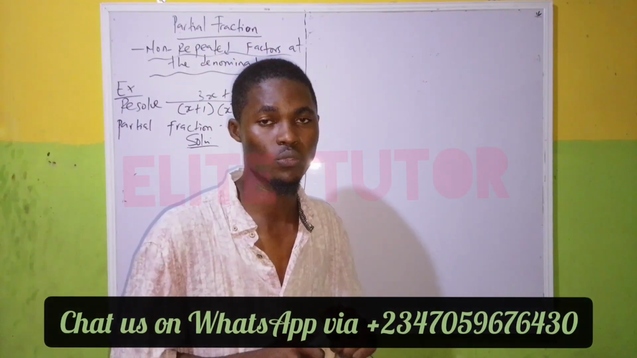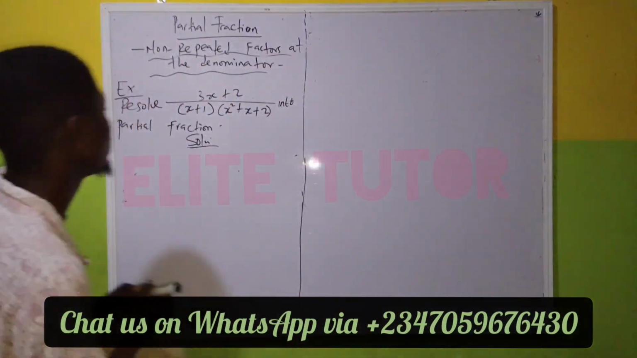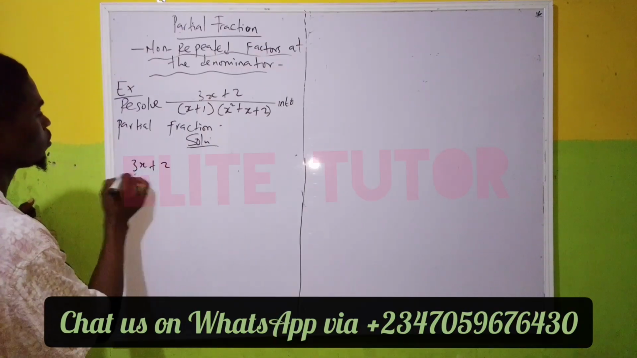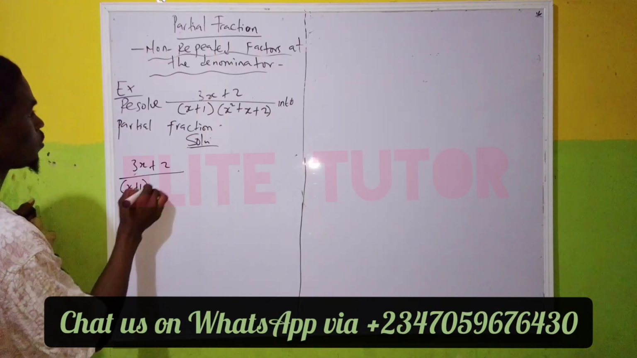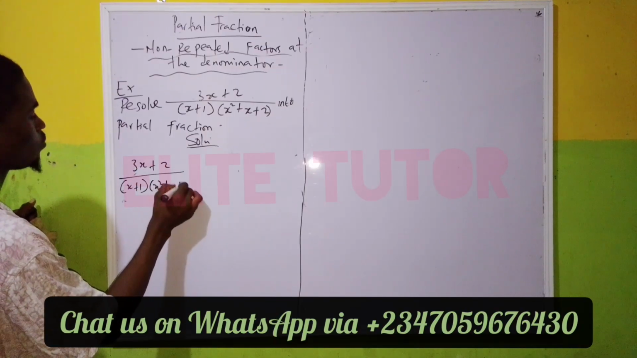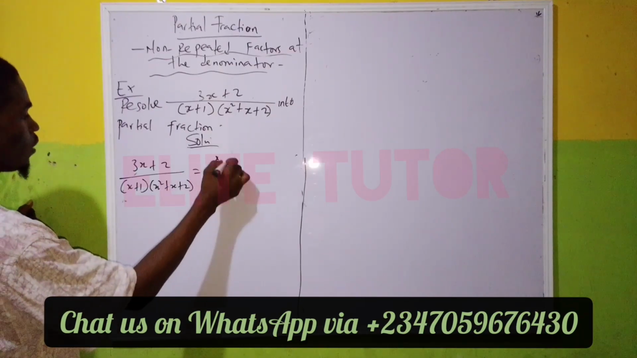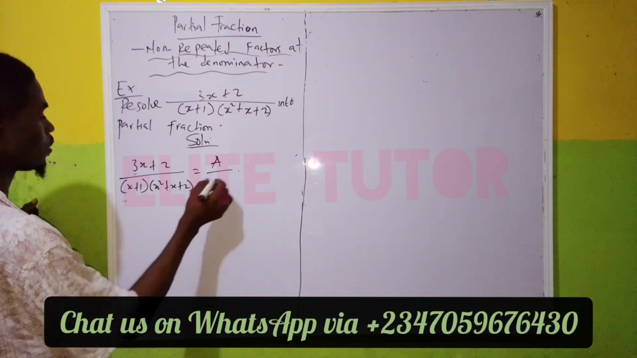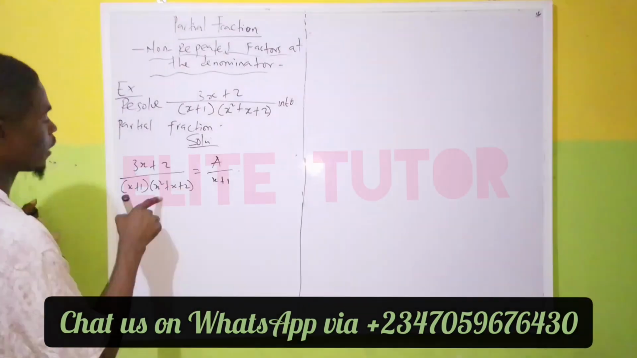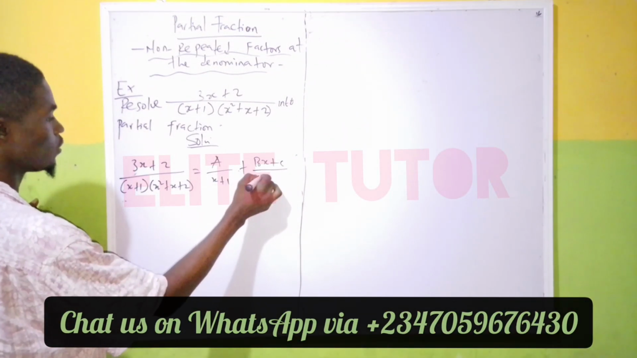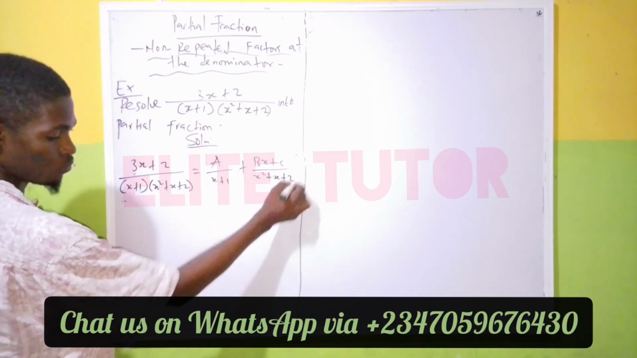A really quick one. We are going to solve these questions now. No stress. Alright, so now look at this. We are having (3x + 2) over (x + 1)(x² + x + 2). This one is automatically going to give us, this is linear, so we have A over this linear, and this is quadratic, so we have (Bx + C) over (x² + x + 2).